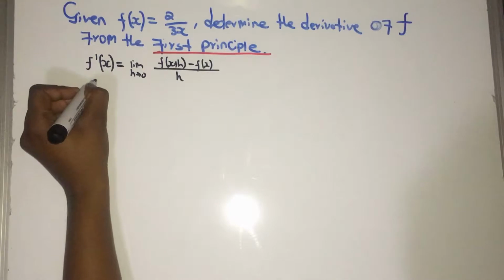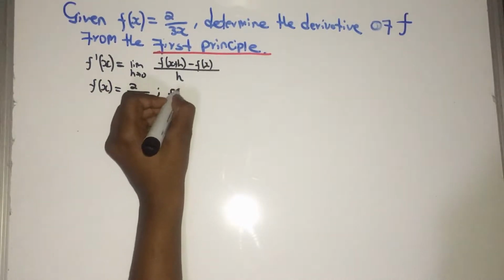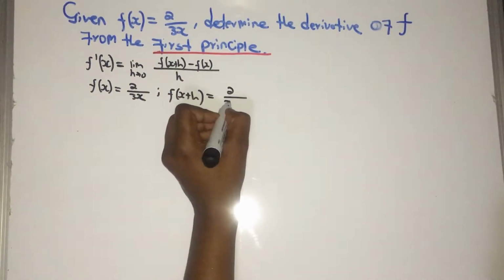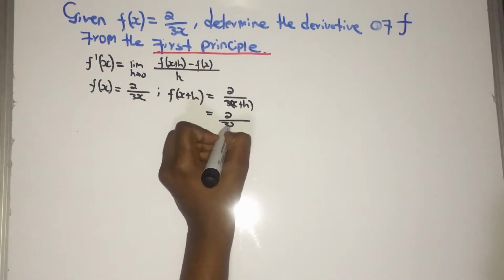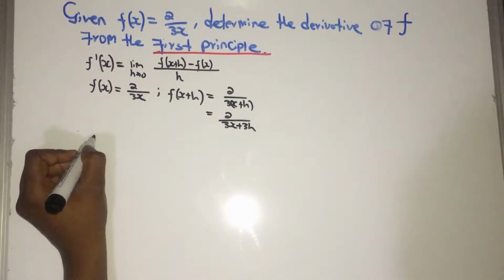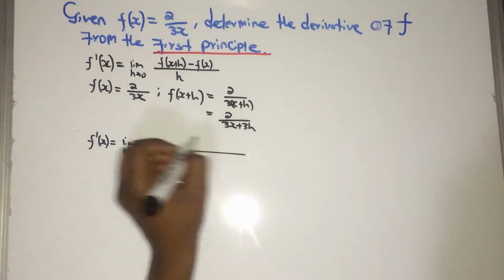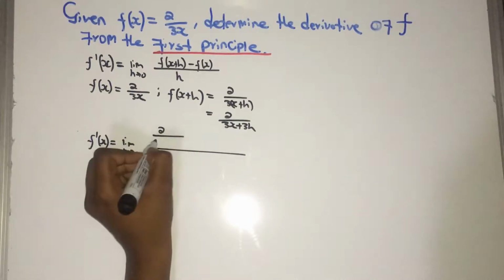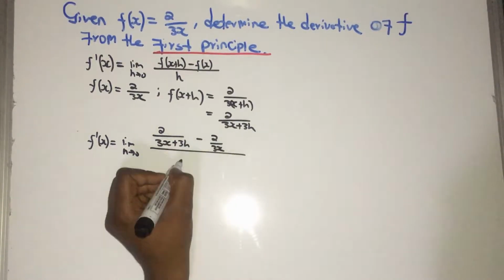So the first thing to do, we're noting, because this is just given, our f of x is 2 over 3x, and then our f of x plus h would be 2 over 3 times (x plus h), all in brackets, and that is 2 over 3x plus 3h. Substituting into the formula, the derivative of x would be the limit as h tends to 0 of 2 over 3x plus 3h minus 2 over 3x, all over h.